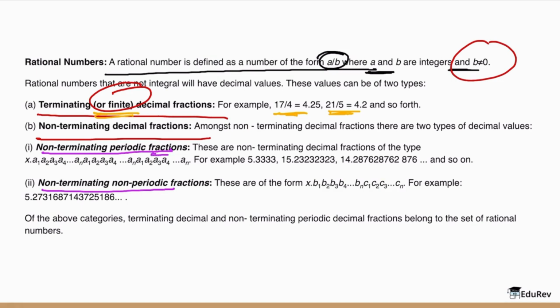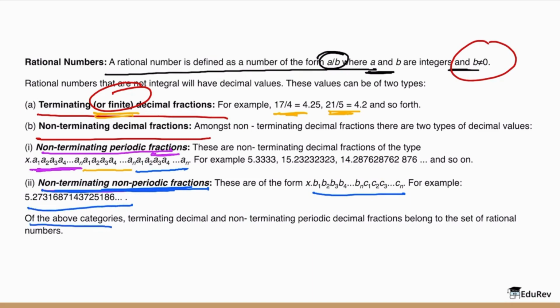Like for example, in your periodic fraction, the portion is again and again repeating. This portion which I have underlined is coming here again and again. So from here to here, then from here to here. So this portion is repeating. Whereas when you see non-terminating non-periodic fractions, the portions aren't repeating. So therefore we say non-terminating ones.